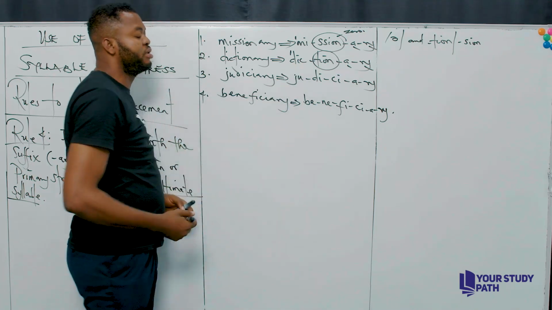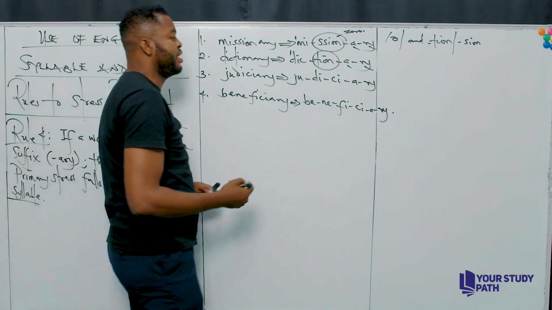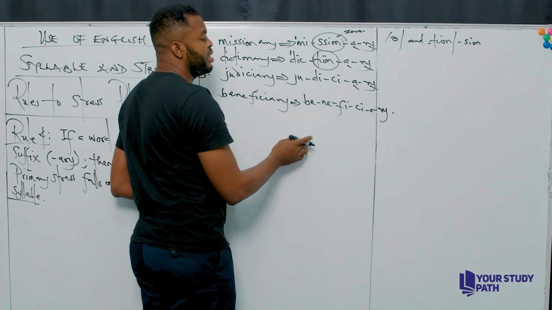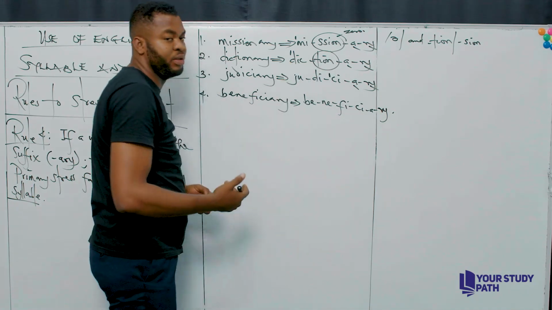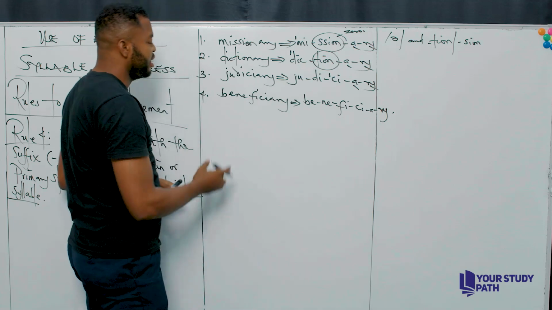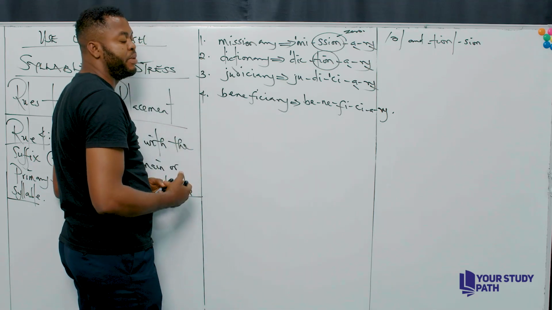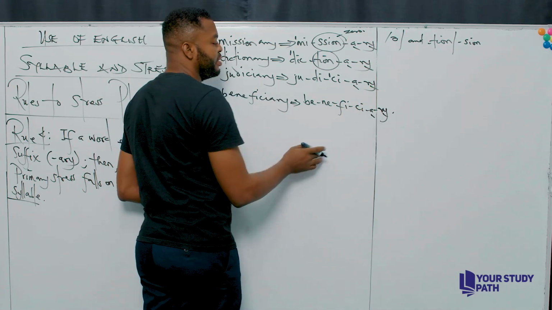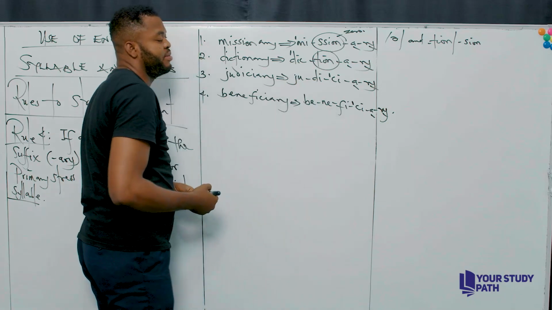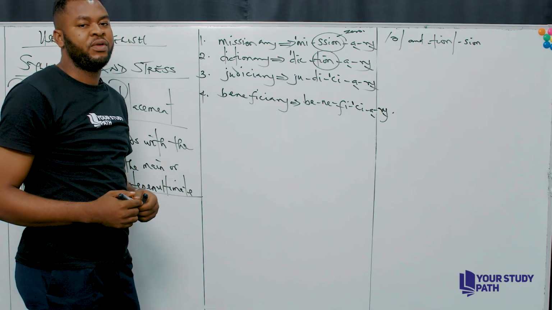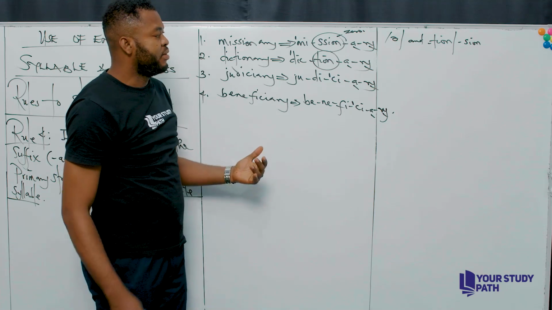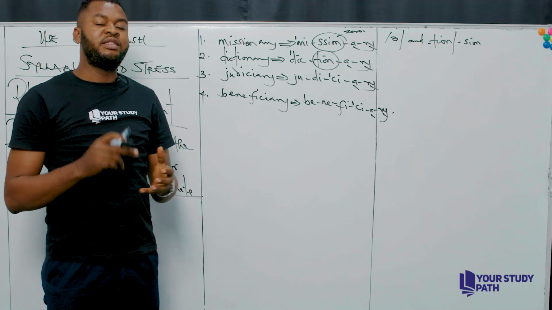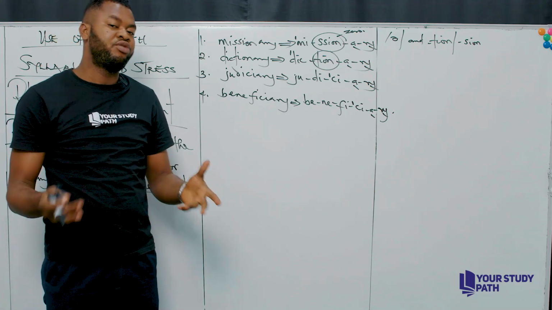You have the next word, judiciary. So take an instance, you have the last syllable, second to the last syllable, and this is third to the last syllable of the word, okay? Now, in beneficiary, you have the last syllable, then second to the last syllable, and third to the last syllable, beneficiary, okay? Now, take a look at this. These are the four words with their different syllabic divisions and their stress placements.